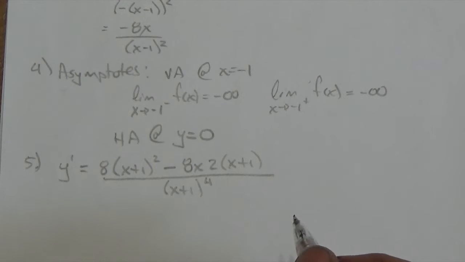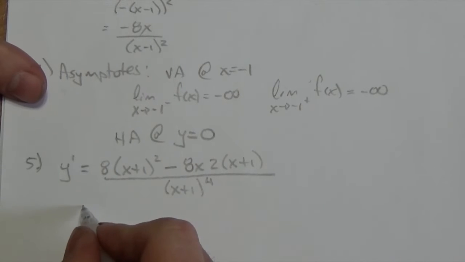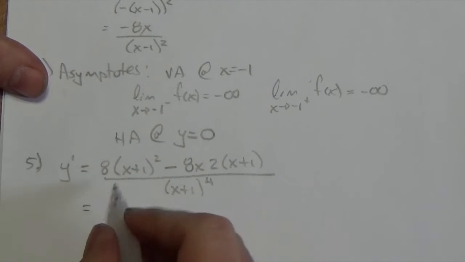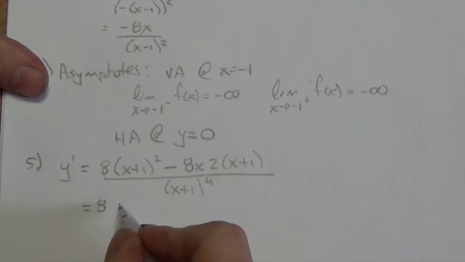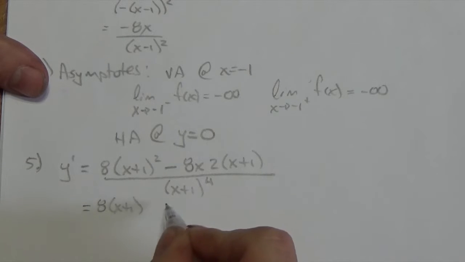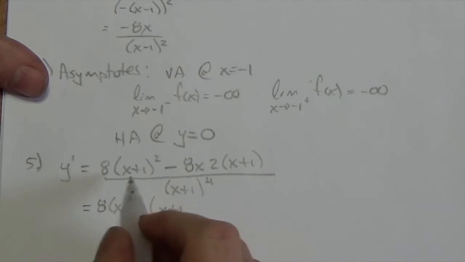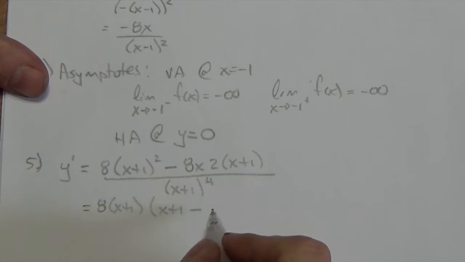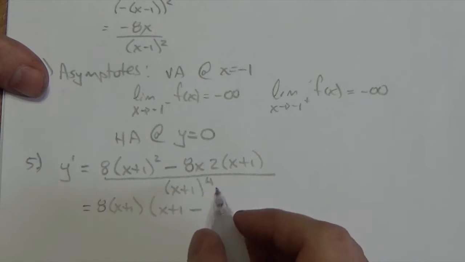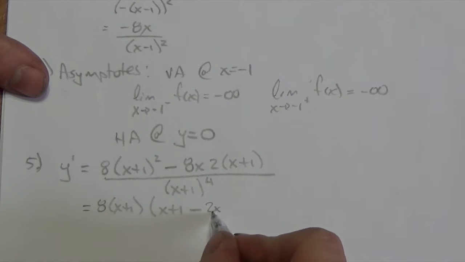Okay, well that's kind of busy. So what I'm going to do is factor some stuff out here. I can take an 8 out of the numerator. I can also take out an x plus 1. That is going to leave me with x plus 1 from this first term, minus, I took out the 8, I took out the x plus 1, so I'm left with a 2x there.